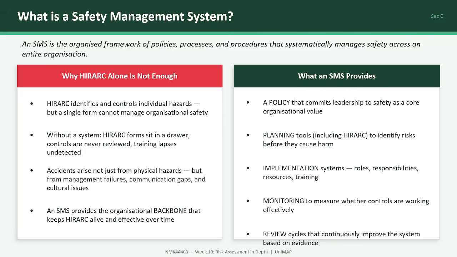Then, nothing happens. The recommended controls are never implemented. The form is never reviewed after a near miss. 6 months later, a new chemical is introduced and no one updates the hierarchy. 2 years later, a worker is injured by a hazard that was identified but never controlled. That is not a hierarchy failure. That is an SMS failure. The hierarchy was a correct tool, correctly applied. But without a system to implement the findings, monitor the controls, review the outcomes, and drive improvement, the tool is useless.